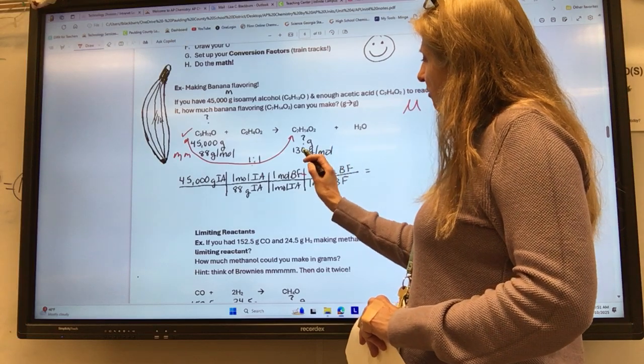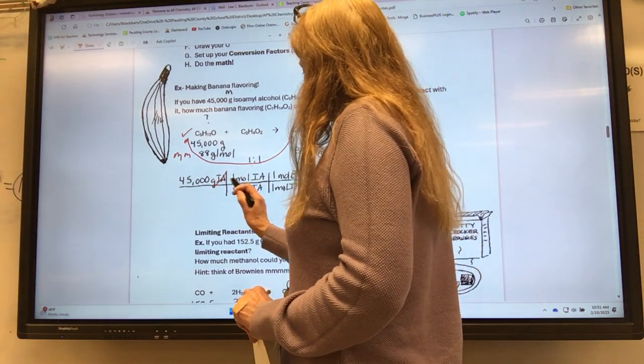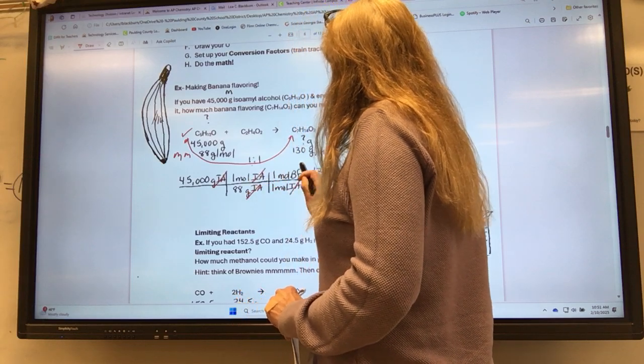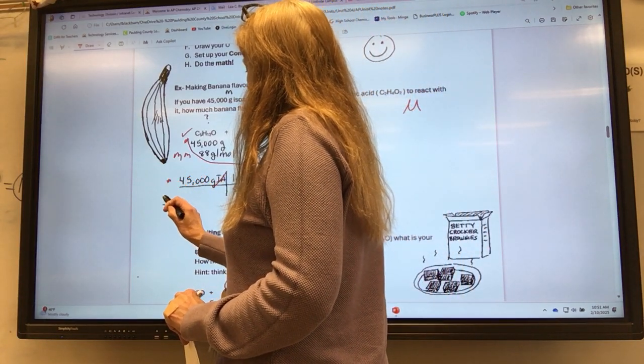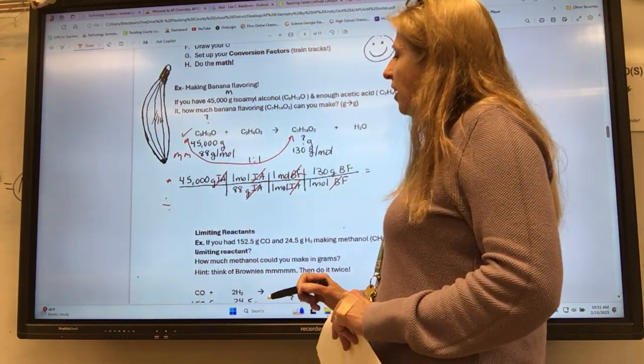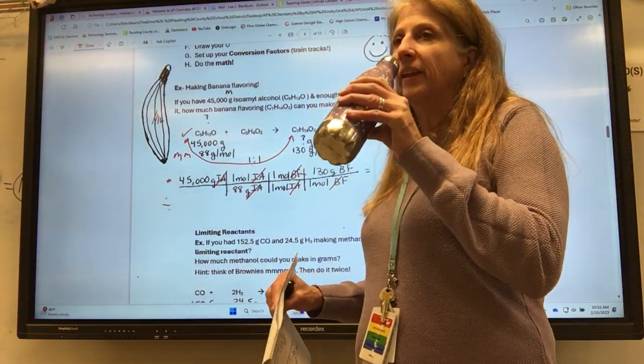And what goes on the other side of the fraction bar? 130 grams of banana flavoring. I mark out the things that are the same in the numerator and denominator. I multiply every number on top. I divide the numbers on bottom. You can ignore 1, because anything multiplied or divided by 1 is itself.